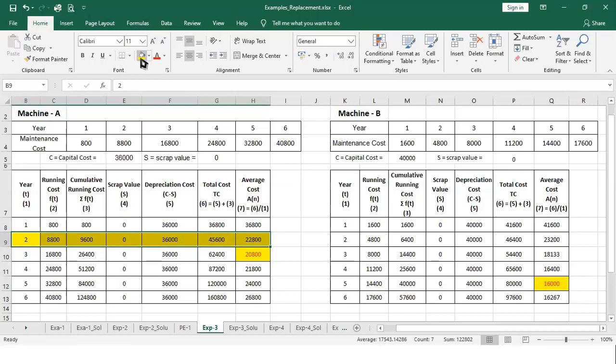So at the end of the example, you have to reply that the running cost of machine A is higher than the average running cost of machine B for the third year. So it is advisable to change the machine at the second year, replacing machine A by machine B at the second year. So that is the entire example.